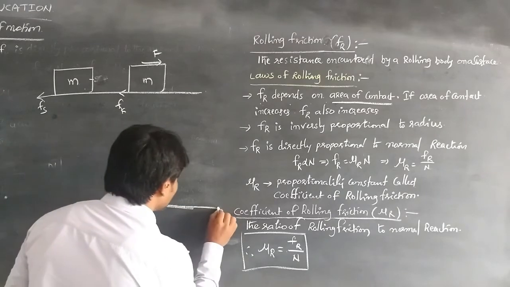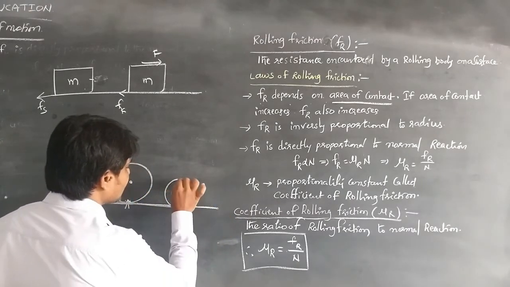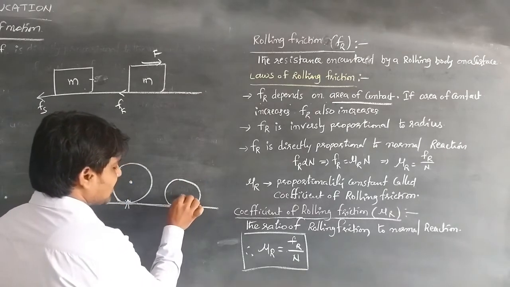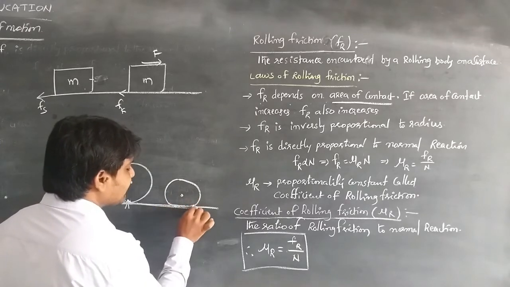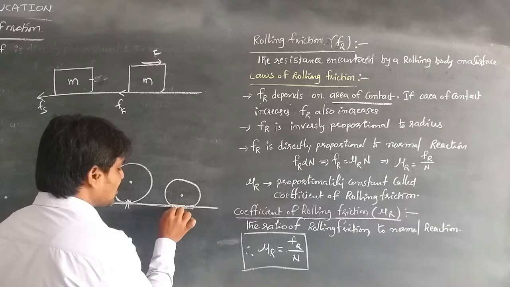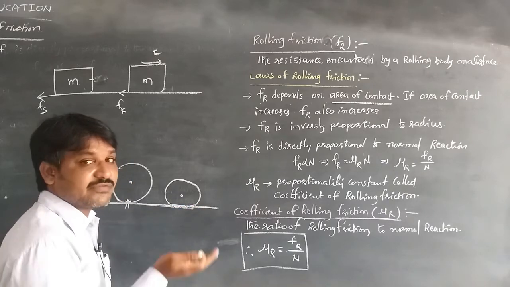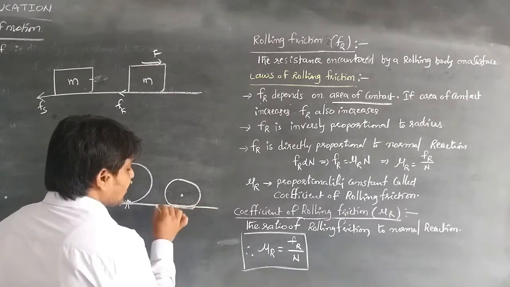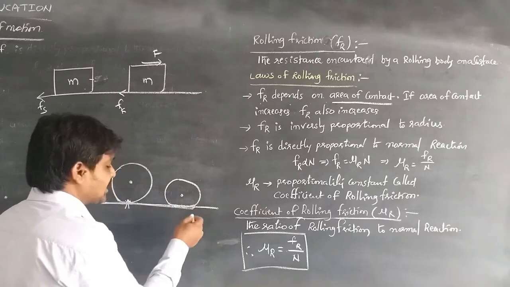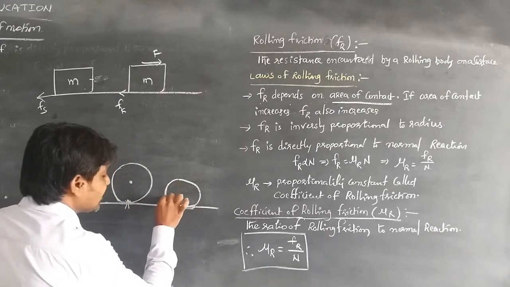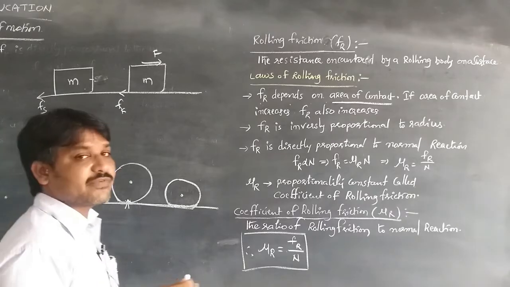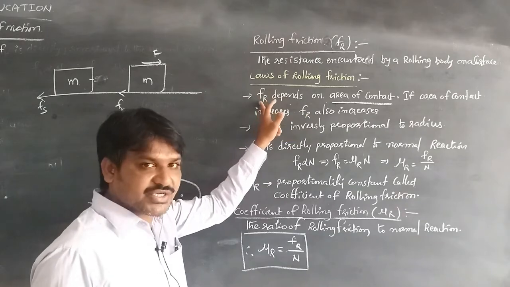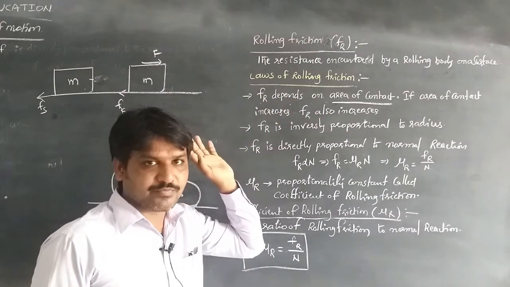But if the area of contact is more, then the rolling friction depends on the area of contact, because friction will be applied on each and every part of the area. So here we don't require any external force to change it. Only if we increase the area of contact, then rolling friction increases. This is the first law of rolling friction: the rolling friction depends on the area of contact.